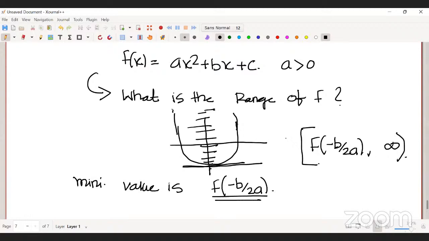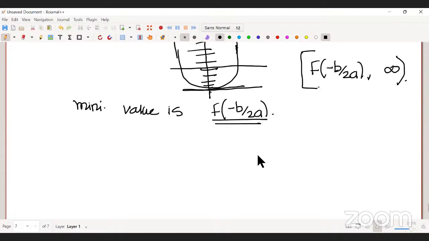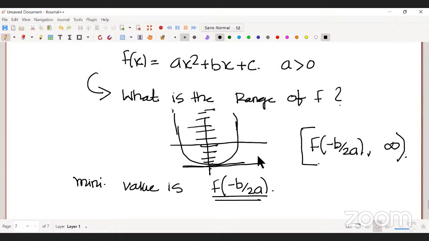Is it clear how we are getting the range of the parabola? Sir, what if it is downward? That I'll come to, that is the second case. The vertex is similar, it gives the maximum value for the parabola, so this will get flipped. Instead of infinity, you will get minus infinity. Okay, got it.